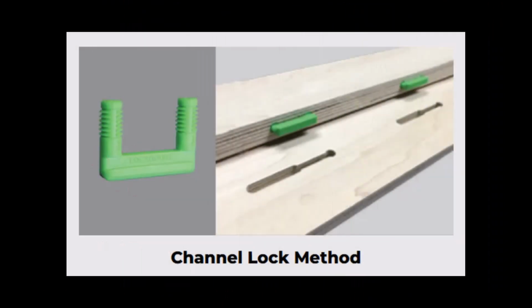A channel lock uses a keyhole style channel created with a specialized router bit. During assembly, the lock dowel connector is pushed or pulled through the channel and into the locking portion of the profile. This allows the joint to be assembled and disassembled.